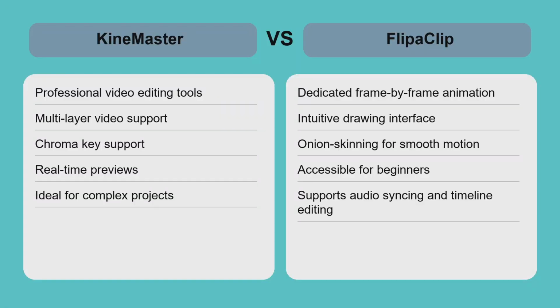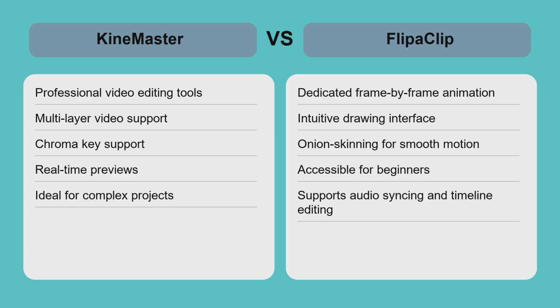KineMaster and FlipaClip cater to different animation needs. For creators needing comprehensive video editing with some animation features, KineMaster is the better fit. It handles complex projects involving multiple media types, effects, and transitions, ideal for polished content like YouTube videos or marketing materials. On the other hand, FlipaClip shines in traditional animation workflows, focusing on frame-by-frame drawing and smooth motion through onion skinning. Its simplicity makes it great for beginners or artists focused purely on animation.